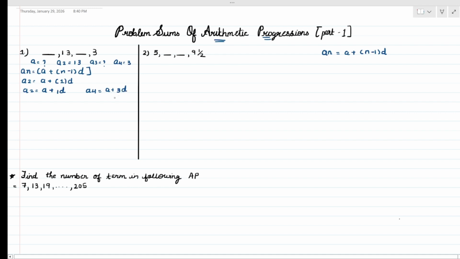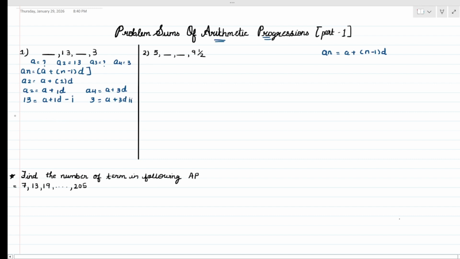Understood how this formula came? We are just reducing one number, as our formula says n minus 1. As I am asked for 4, I will write 3 over here. My A2 given over here is 13. So I get my equation as 13 equals a plus 1d, as I substitute 13 for A2. This becomes my equation number 1. Keep it aside. And my A4 is 3, so 3 equals a plus 3d. This becomes my equation number 2.